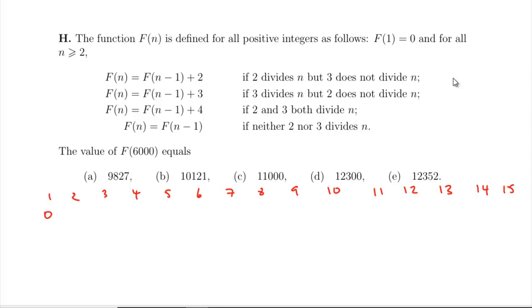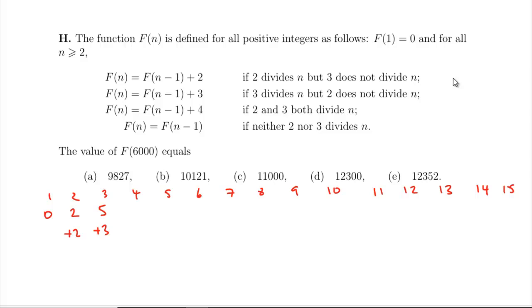So we start on 0 for 1. If 2 divides n but 3 does not, that's fine, so we go to the previous one and we add 2. So that becomes 2. Then for 3, 3 divides n but 2 does not, so we take the previous one and add 3. Is the pattern going to be the number? These are going to keep going up, so let's track two things, a +2 and a +3, so I can see which one is the pattern.